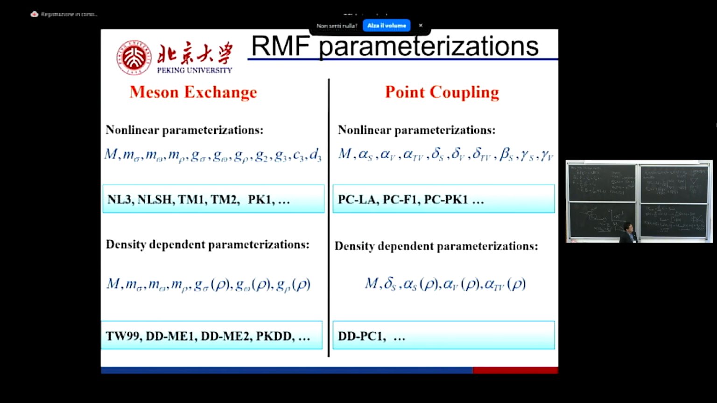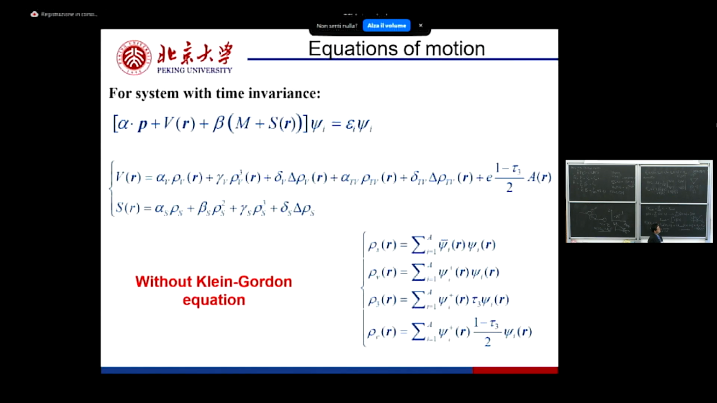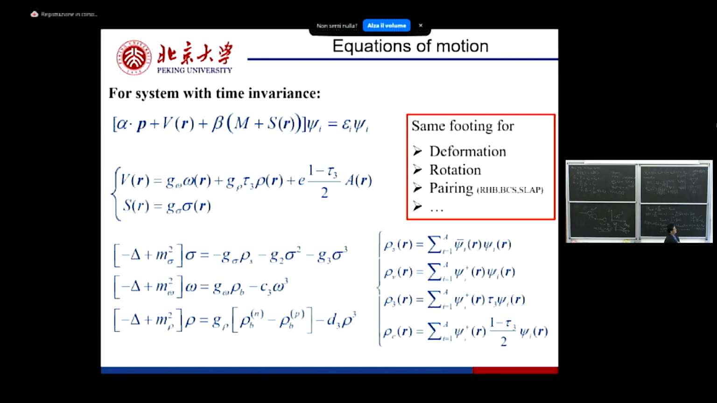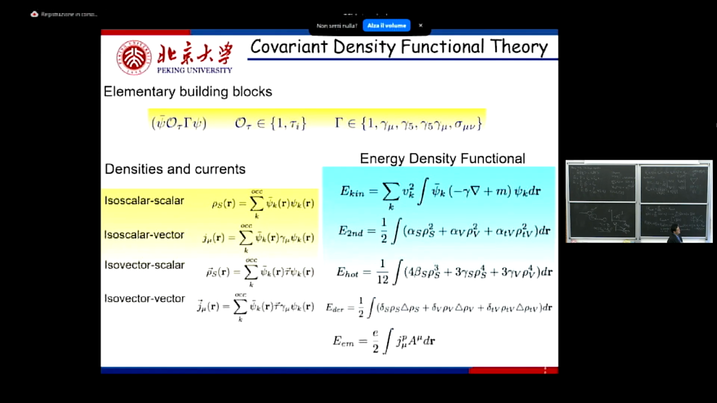In this density functional, you will see either in the meson exchange versions, we have all of these coupling constants here, and also for the point coupling density functional, we also have different coefficients before the densities. So we didn't mention yet how to determine these parameters.